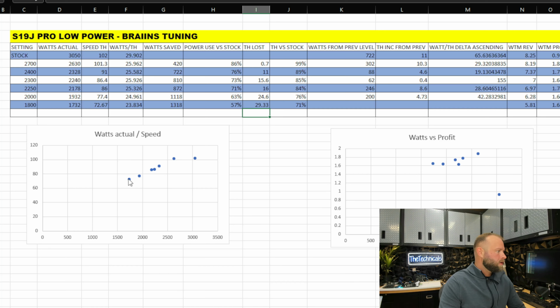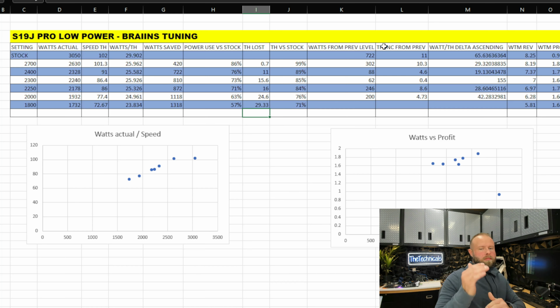So down here at the 1800 watt setting, it looks like we were getting actual watts used of 1732, and the terahash comfortably, after at least 15 minutes that I let it run, is around 72 terahash. So going through my columns here, I know it's a little weird, but this is Technicals does Excel. Watts per terahash 23.8, so great efficiency down there at the 1800 level. The total watts saved from stock is over 1300 watts. Power use versus stock, you're only using 57% of what you would at the stock setting. Terahash lost, you're not getting that 30 extra terahash. Terahash versus stock, you're only making 71% of it.